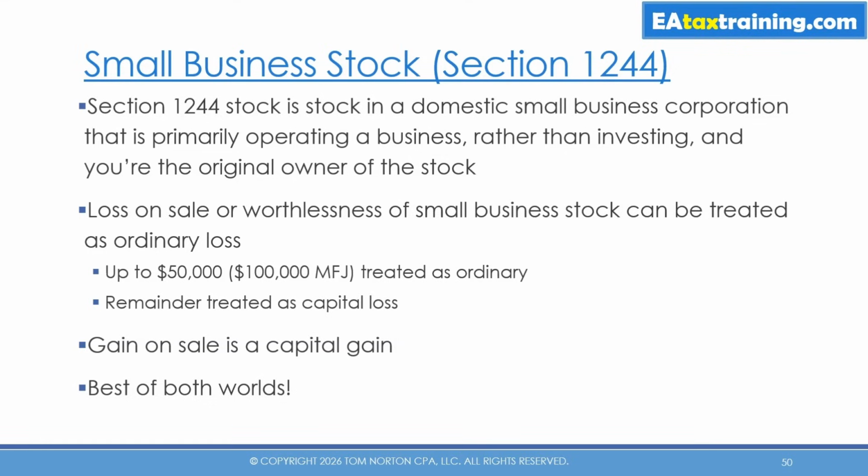So this is the best of both worlds. Remember, we said taxpayers prefer capital gains and ordinary losses. So that's what this gives you. For Section 1244 stock, if you sell it at a gain, it is a capital gain. So as long as it's long term, you get the favorable capital gain tax rates. If you sell it at a loss, or if it becomes worthless, which means the business fails, you go out of business, you get to treat that loss as an ordinary loss. So you can use it to offset ordinary income up to these limits.